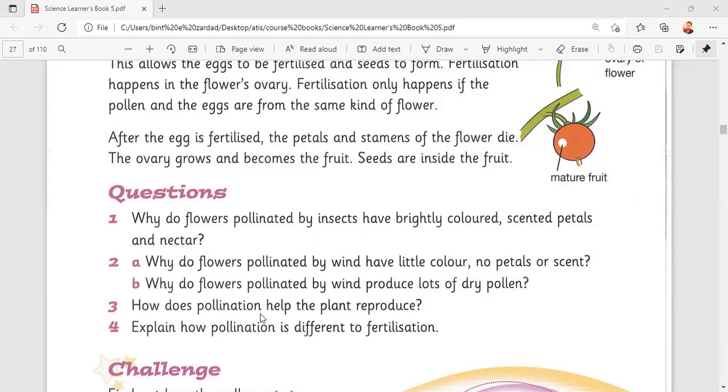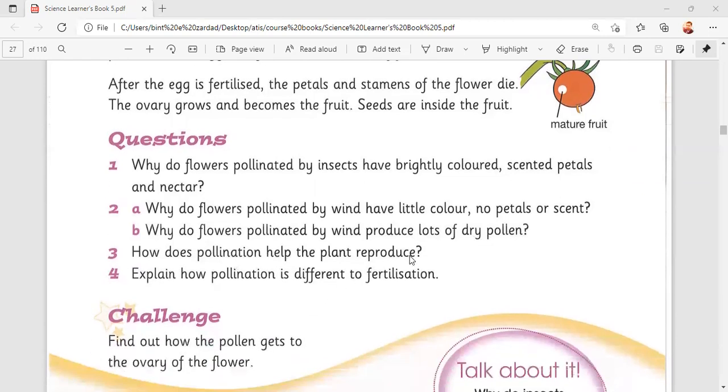How does pollination help the plant reproduce? Pollination brings the male pollen to the female part, the carpel, or you can say the stigma, so that fertilization can take place and seeds can form. So that's why this process happens.